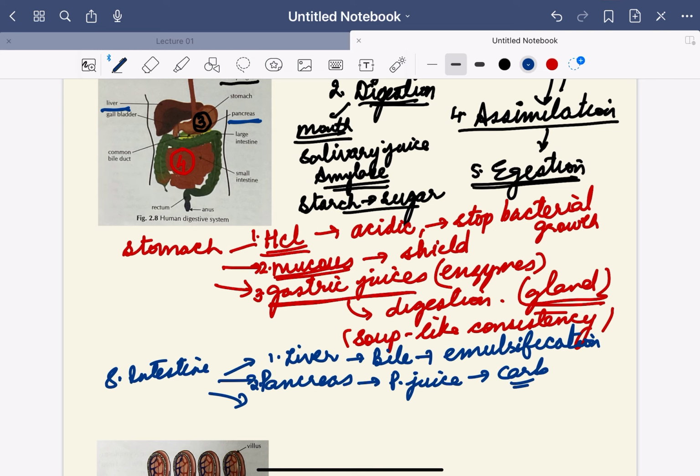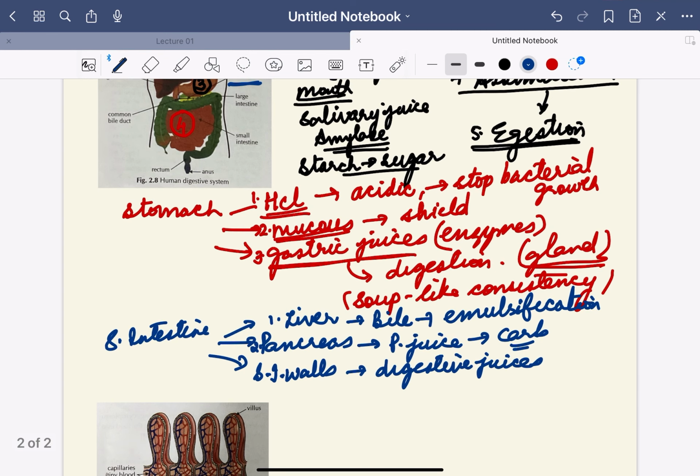And the walls of the small intestine also secrete their digestive juices. Now they are also glandular, you can say, and they have many enzymes in them, which help to further break down the food. The process of digestion is going to come to an end when the food reaches the small intestine. So remember, the process of digestion begins in the mouth and ends in the small intestine.